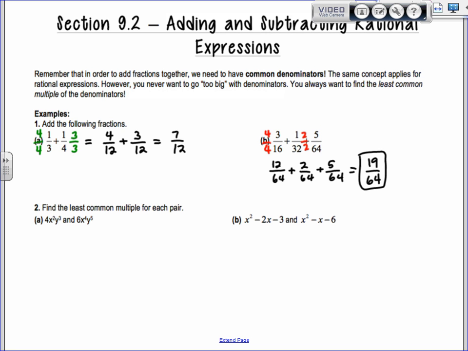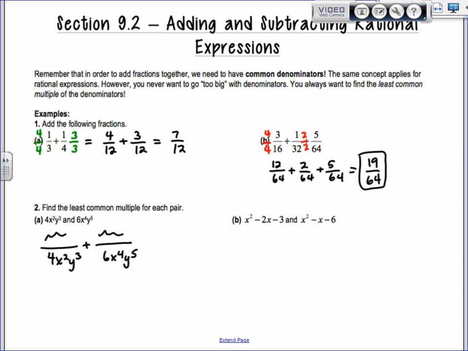All right, so number 2 is worded a little bit differently, but it means the same thing. It's basically saying if these were denominators, what would their least common denominator need to be? So if it says find the least common multiple for each pair, that's what we're doing. So imagine that these were denominators, 4x squared y cubed and 6x to the 4th y to the 5th, and I wanted to combine them. And it doesn't matter what's on the top.